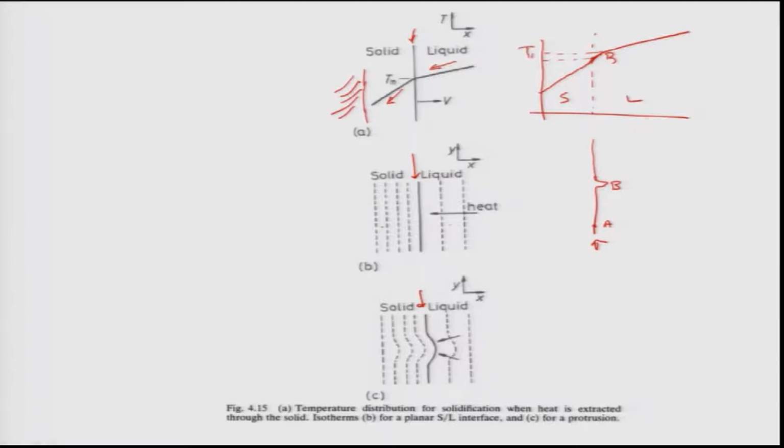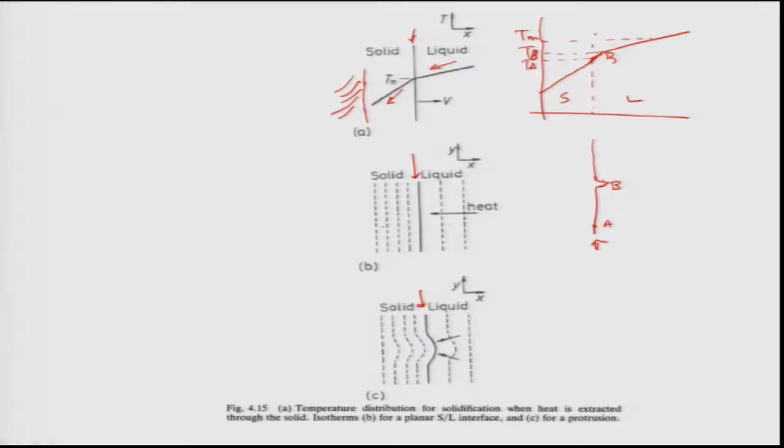So, B's temperature is TB, I marked it here, and A, which is on the interface itself, its temperature is TA, I have marked there. And the melting temperature is given somewhere there, this is Tm. Now, if this is the temperature profile, because there is a protrusion created on the surface, now what will happen?